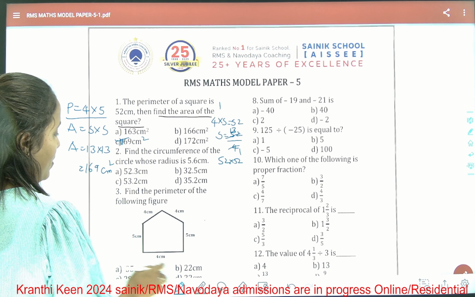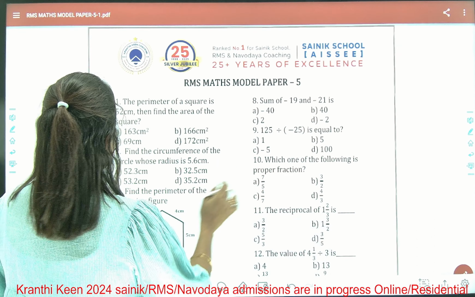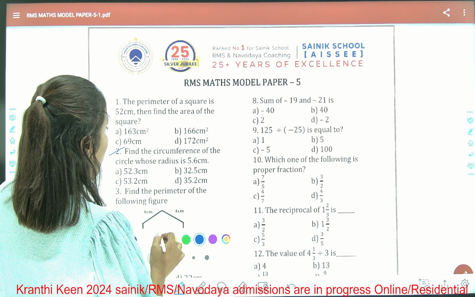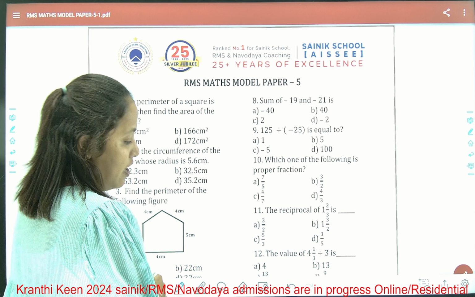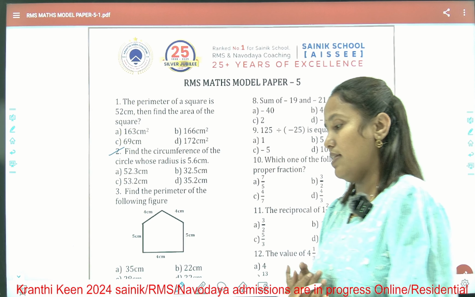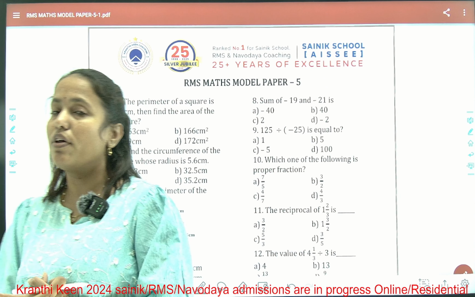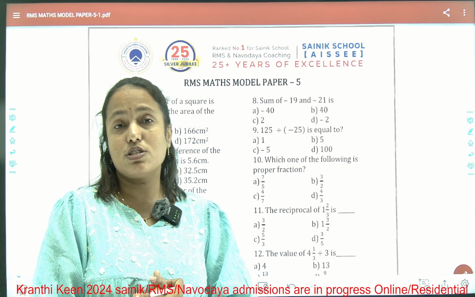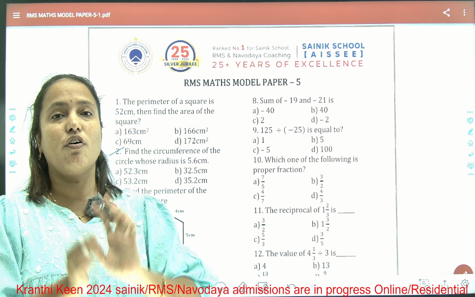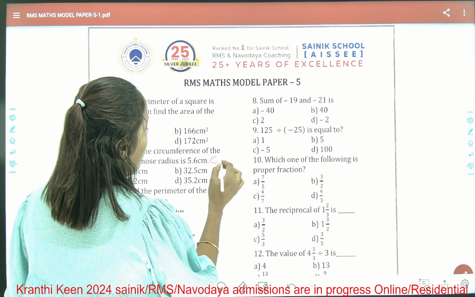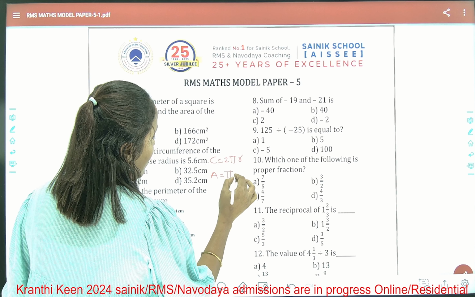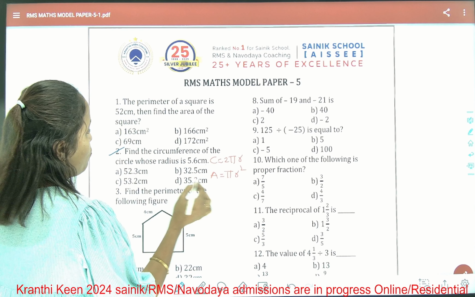Next, the second question: find the circumference of the circle whose radius is 5.6. In a circle, if you want to find the circumference or area, knowing the formula is very important. Most of the children get confused about the circumference and area formulas. Here the circumference formula is 2 pi r and the area formula is pi r square. Here the pi value is 22 by 7.